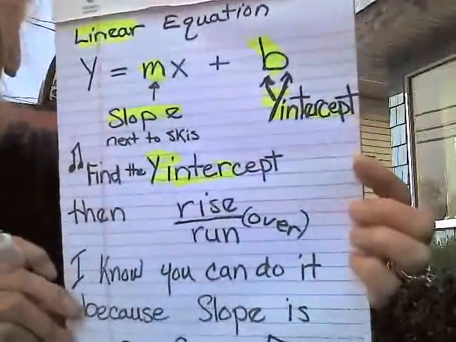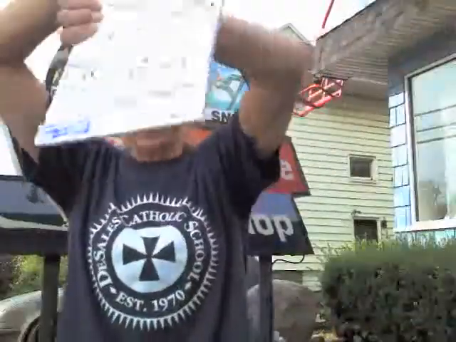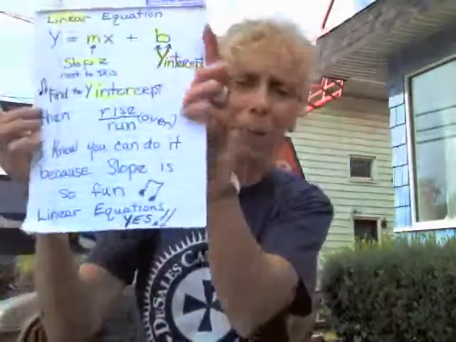Y equals mx plus b. Find the y-intercept, then rise over run. I know you can do it because slope is so fun. Linear equations. Yes!